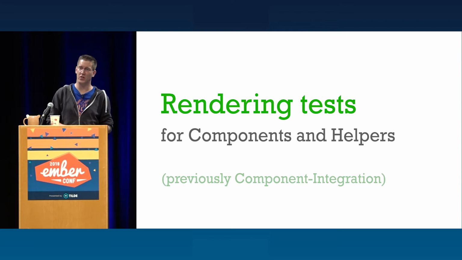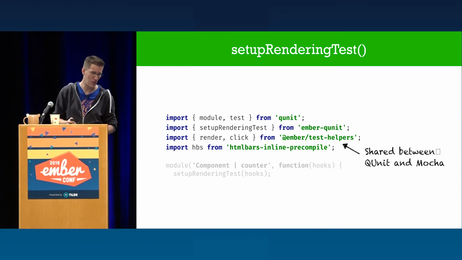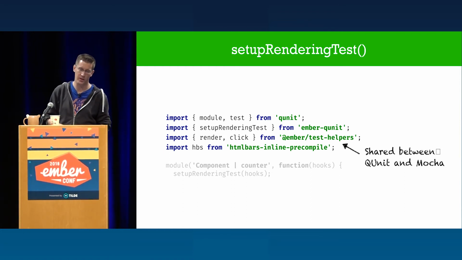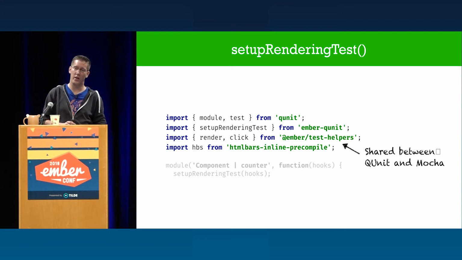Okay, so next type of test, rendering tests. That is basically what was previously the component integration tests, and you would use that for testing components and helpers. And it looks like this. Roughly similar, except in this case, we're not importing setup tests, but setup rendering tests from Ember QUnit. And we're importing render and click from the Ember test helpers add-on. Now, you might be wondering, why are we not just importing that from Ember QUnit? And you're right, but the thing is, that also works with Mocha now. So the only test framework-specific stuff that we do is actually the setup test functions.